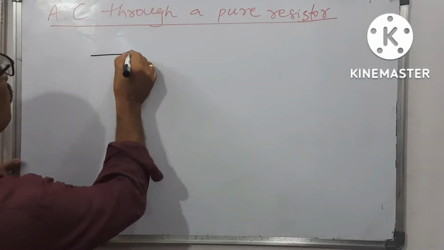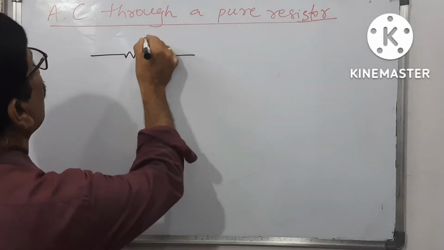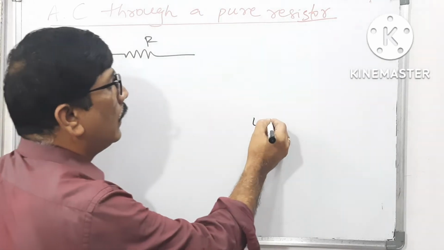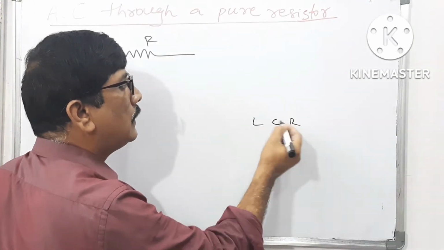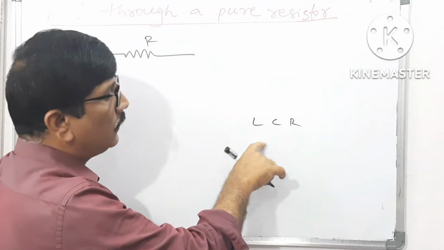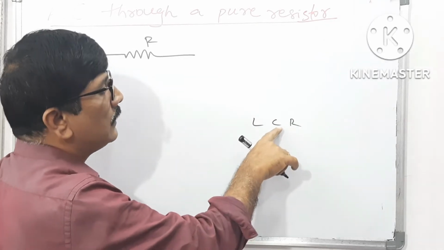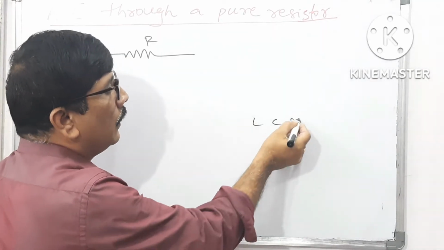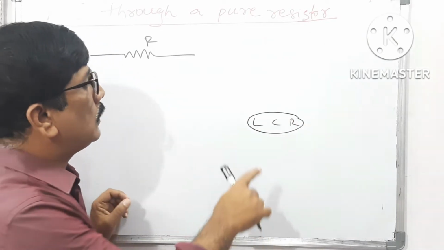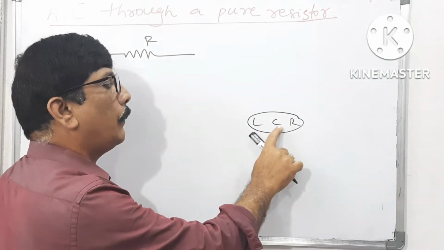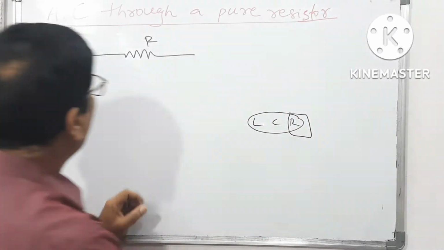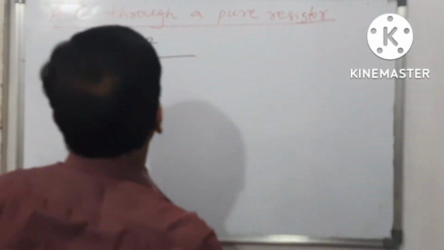Let us consider a circuit of resistor R. When I am using the word pure, it means that the main components of circuits are L, C, R. L means inductor, self-inductance, C means capacitance of the capacitor, R means resistor. So, in future classes I am going to explain the combination of inductor, capacitor and resistor. Now I am taking only resistor. That's why I am using the word pure resistor.